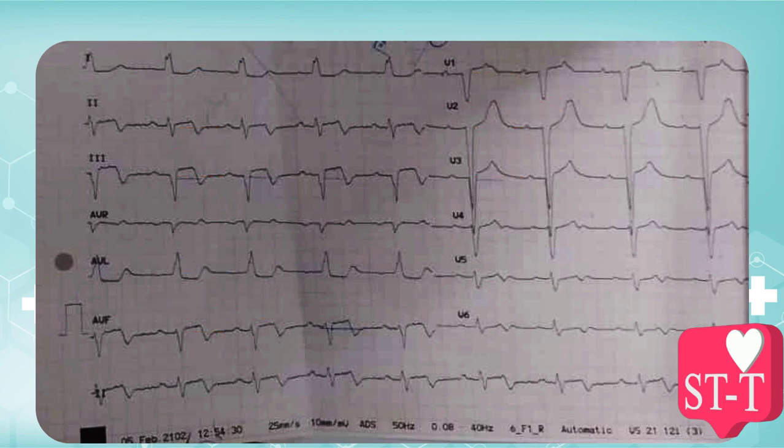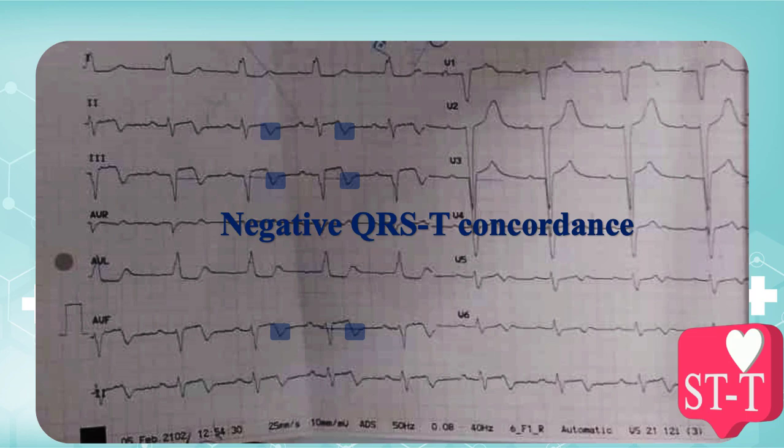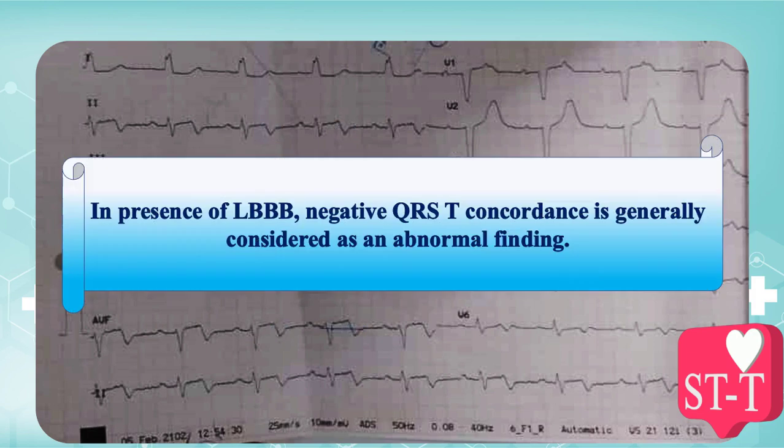What about T wave changes? There are prominent T wave inversions in inferior leads. If we take a good look, we find out that there is negative QRS T concordance in inferiors. As we discussed in previous episodes, in presence of left bundle branch block, negative QRS T concordance is generally considered as an abnormal finding, thereby acute ischemia must be considered in this patient.